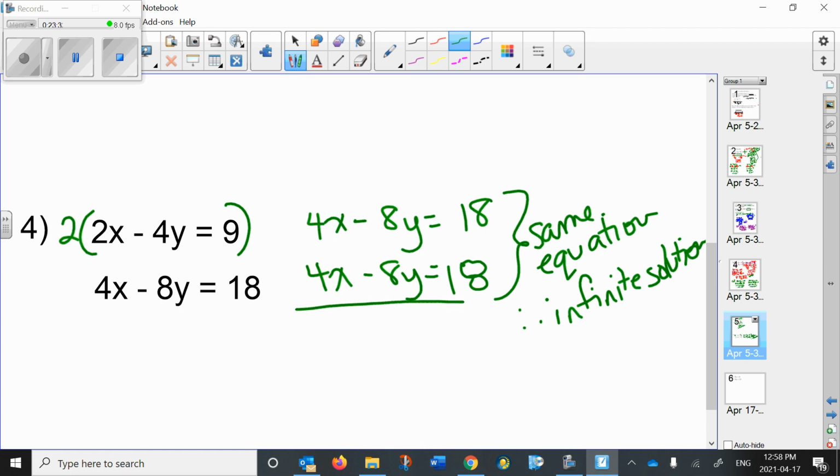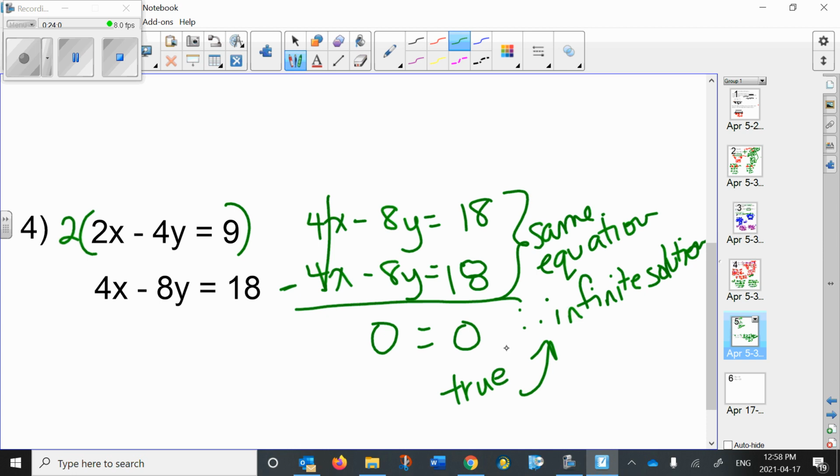But let's say I actually went ahead and tried to subtract these two. So I get 4x minus 4x. That gives me 0. Negative 8y subtract a negative 8y. So that would give me negative 8 subtract another negative 8. These would turn to a positive, and I'd be left with 0 over here. Well, what is 18 minus 18? 0. So again, you get 0 equals 0. Is this a true statement? Yes, it's true. Therefore, infinite solutions.